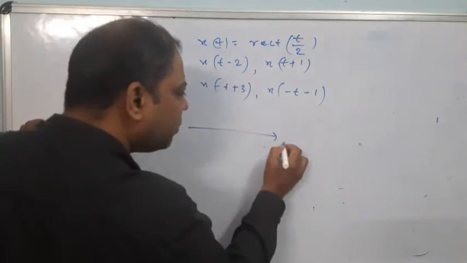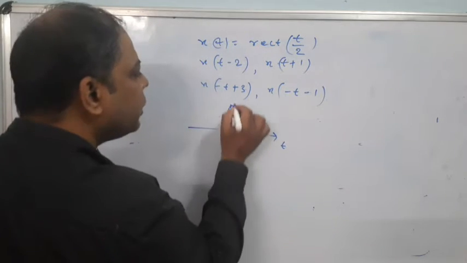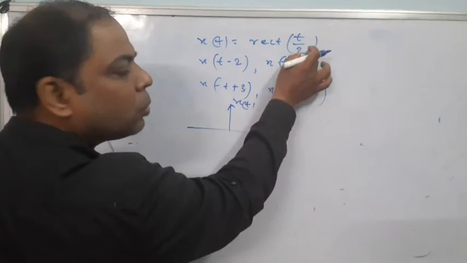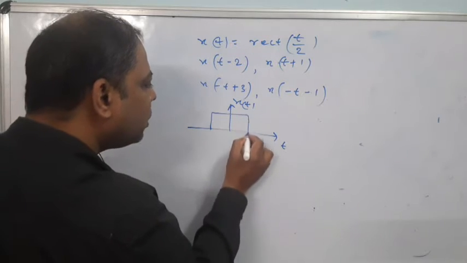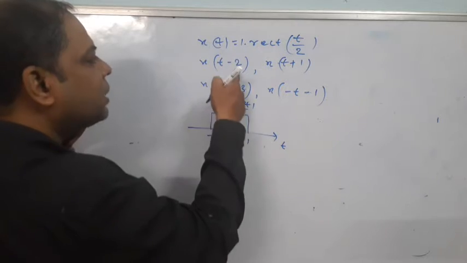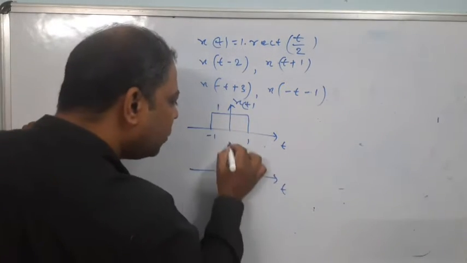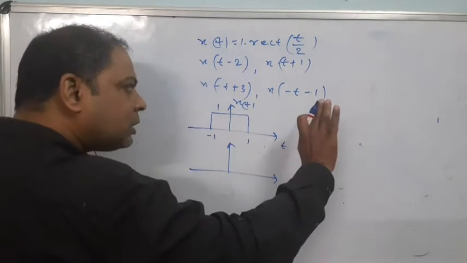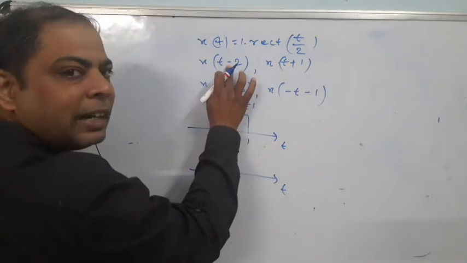Now x of t is equal to rectangular t by 2. Look, quickly how I am plotting. This is your x of t, a rectangular pulse having total width 2, so it is from minus 1 to 1. What is the amplitude? Amplitude 1. Okay. X of t minus 2: quickly I am drawing this signal shifted towards right by an amount of 2. The minus sign signifies right shifting.